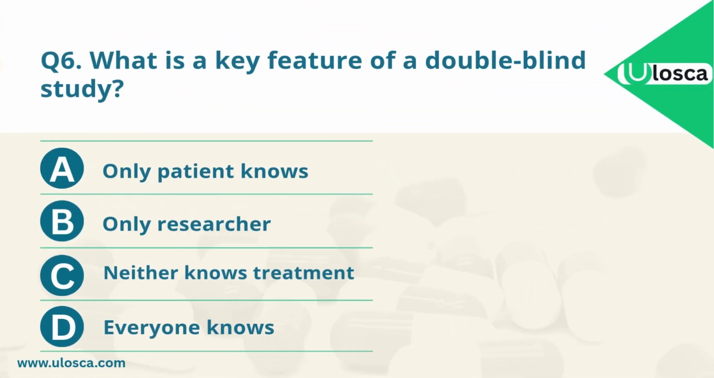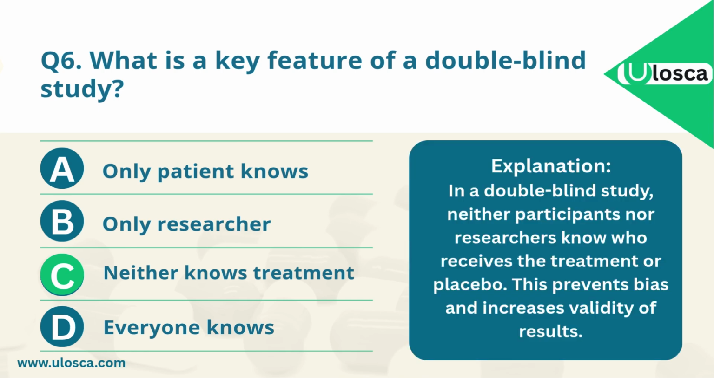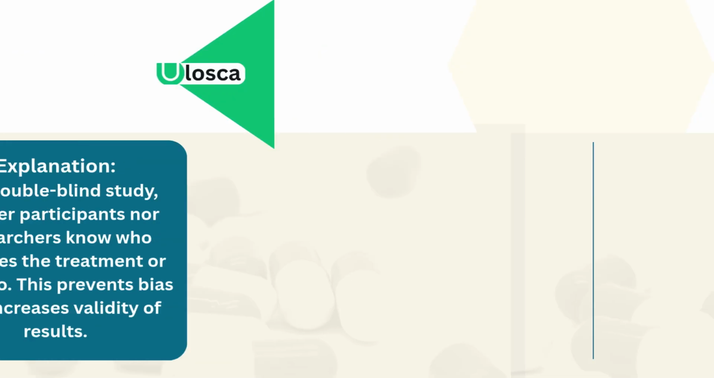The correct answer is C. Neither subject nor researcher knows treatment. Explanation. In a double-blind study, neither participants nor researchers know who receives the treatment or placebo. This prevents bias and increases validity of results.